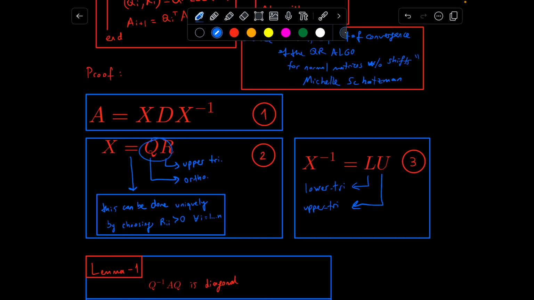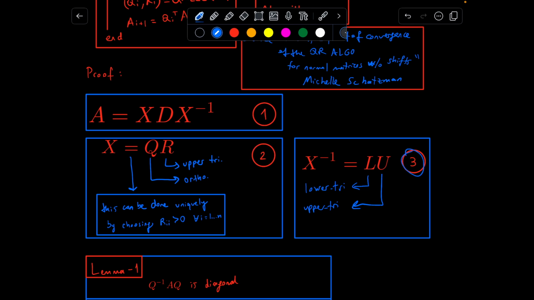We can express the modal matrix with its own QR decomposition, Q times R, such that R is upper triangular and Q is orthogonal. Again, this can be done in a unique way by choosing the entries on the diagonal of the R matrix positive. If we have that condition, then this is unique. So let's call it expression 2.